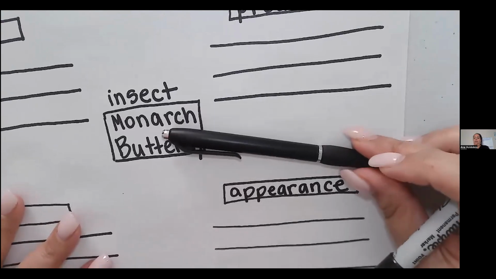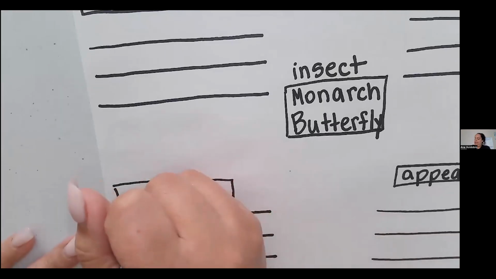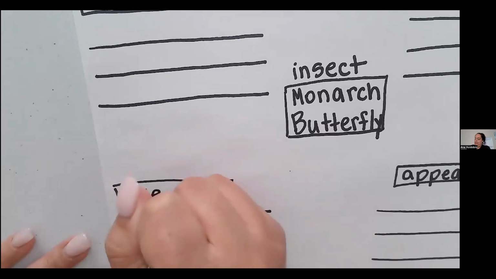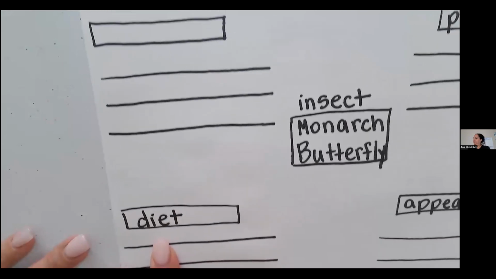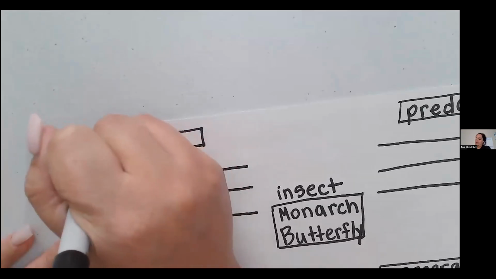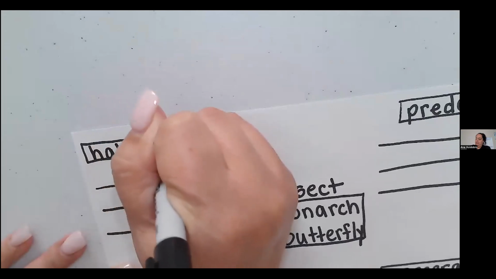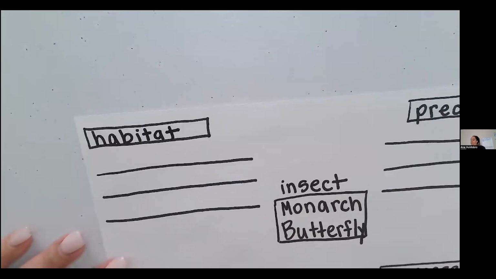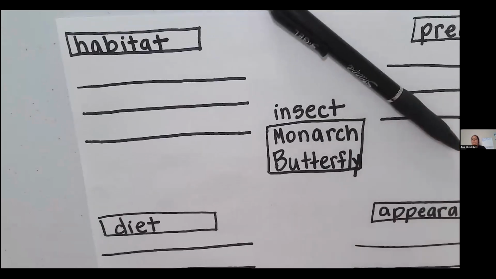Appearance, appearance. Here we have diet. Diet. I'm not going to pause there because that's a short word, D-I-E-T. And here we have habitat. I'll put that there in case you need it.